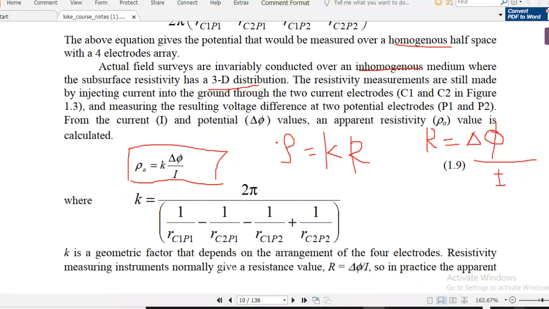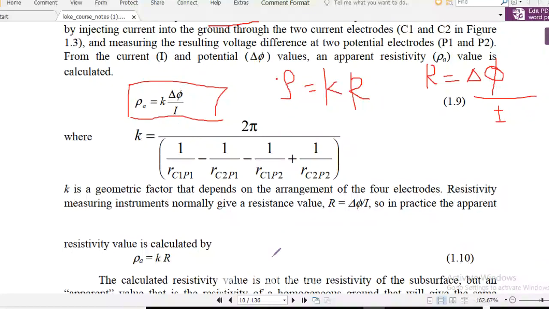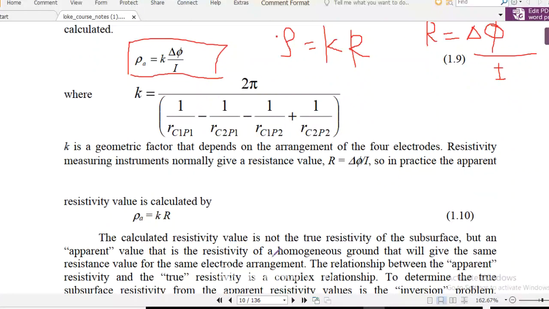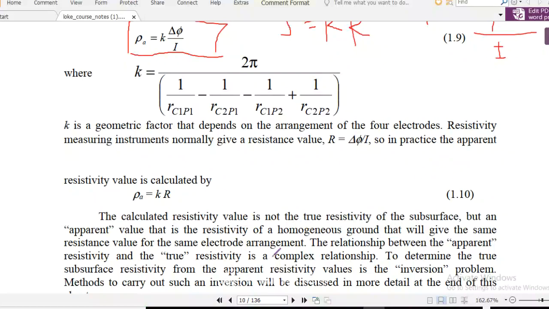So one can calculate the geometrical factor as 2 pi over this value. We know K is the geometrical factor that depends on the arrangement of the four electrodes in the resistivity measurement. R is given by delta phi over I. These are the geometrical factors. In practice, apparent resistivity is calculated by geometrical factor times resistance, which gives our resistivity.